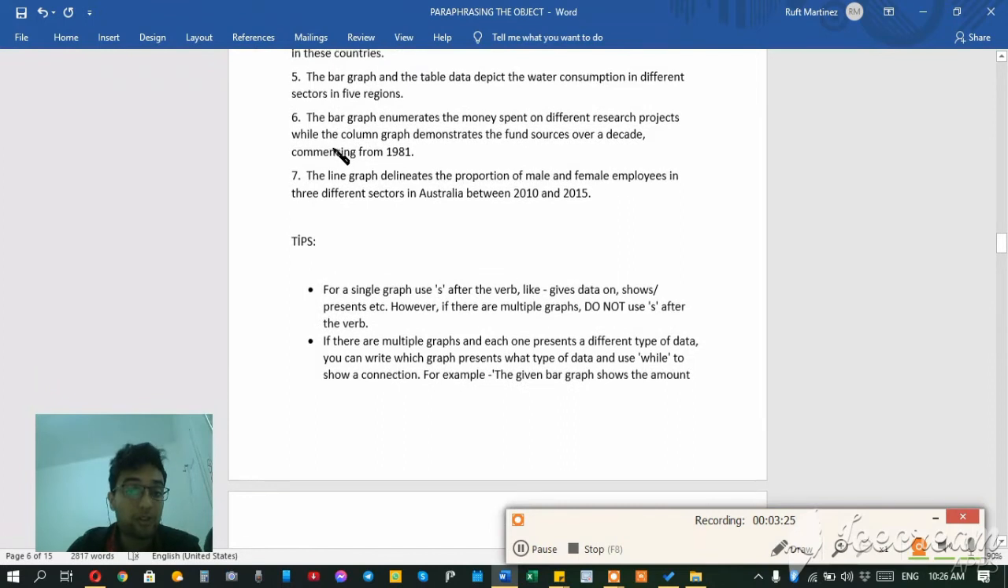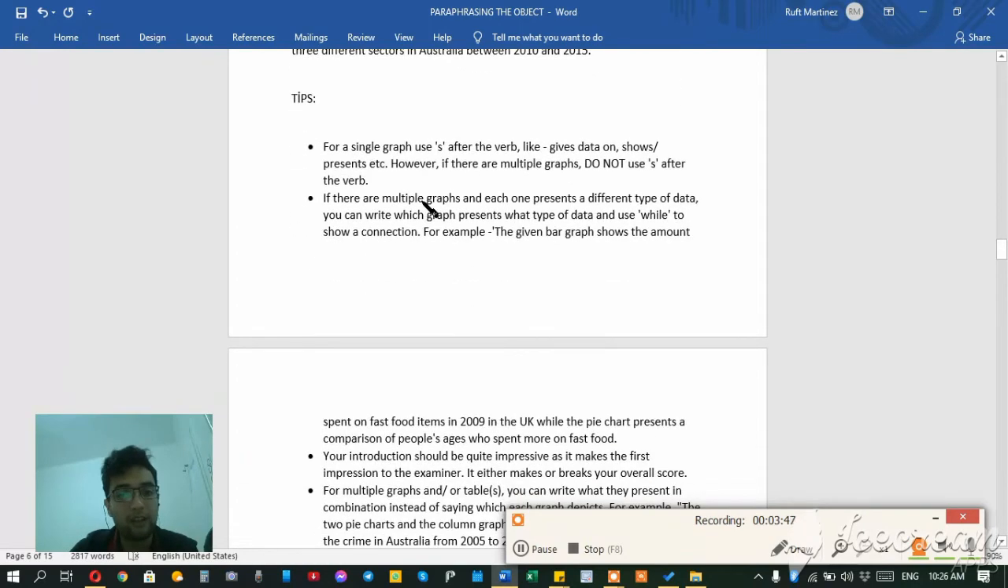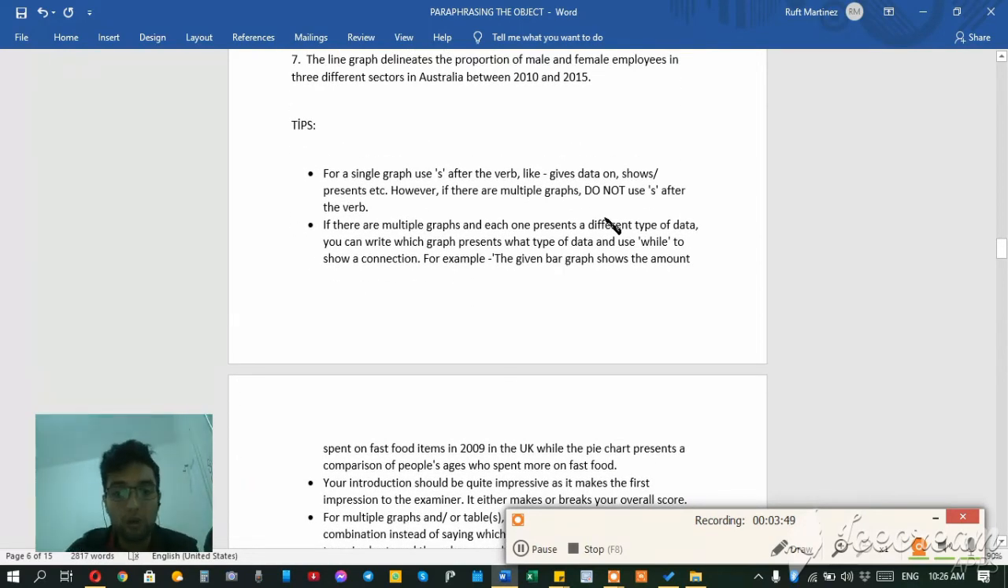As you know, for a single graph, if it says the line graph, then you should use S at the end of the word, like delineate, enumerate, because it's just one graph. But if there are multiple graphs, then don't use S, because the subject is plural. If there are multiple graphs and each one presents a different type of data, you can write which graph presents what type of data and use while to show a connection.